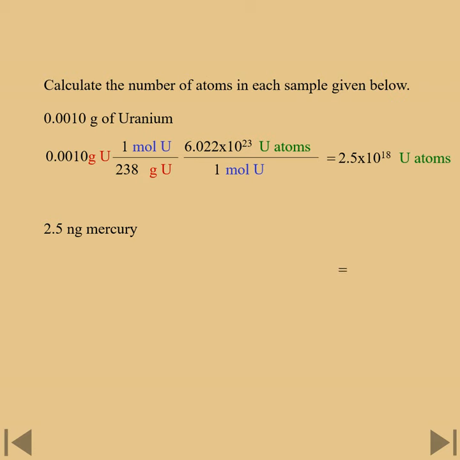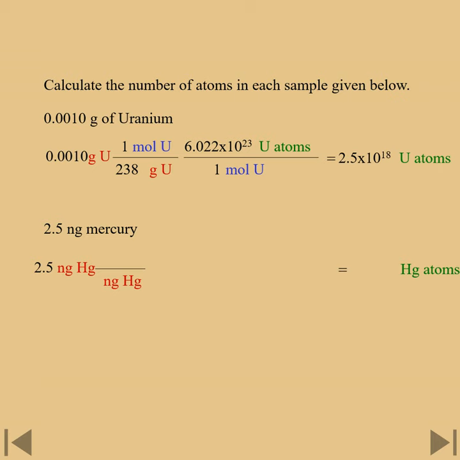Step 1, we're after mercury atoms. Step 2, of course, we're starting with the 2.5 nanograms of mercury. And step 3, out of nanograms of mercury. Again, getting this far should be easy. Now comes the challenging question. Can we go from nanograms to mercury atoms?